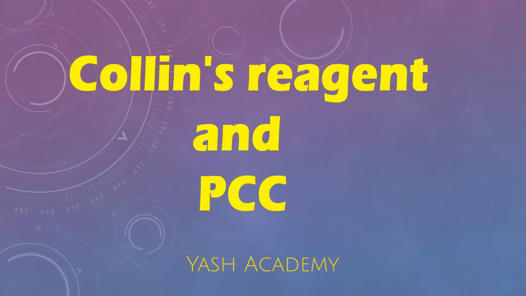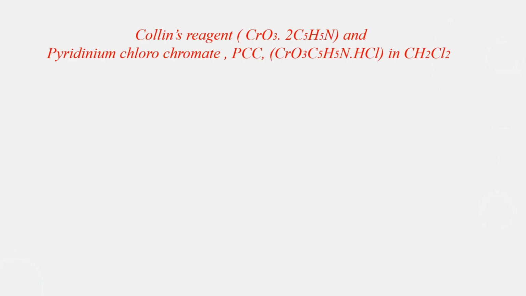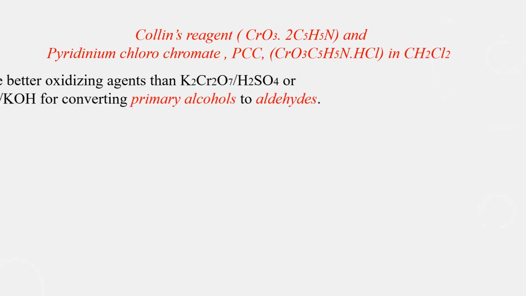In this video, I am going to discuss the importance of Collin's reagent and PCC in organic chemistry. Collin's reagent is CrO3 twice of C5H5N, and pyridinium chlorochromate, called PCC in short, has the formula CrO3 C5H5N HCl in methylene dichloride. Actually, what is the main advantage of these two oxidizing agents in organic reactions?